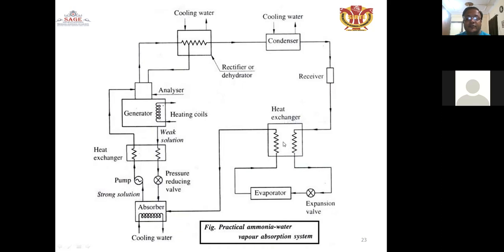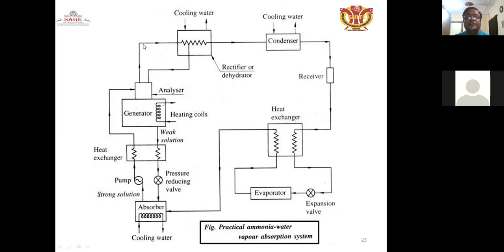A heat exchanger is also used as an addition to the vapor absorption refrigeration cycle. This is called a practical ammonia water vapor absorption system, in which the circuit is completed as in the previous slide. But after the generator an analyzer will be used, whose function is to analyze, because in the rectifier some part of the refrigerant vapor is in an impure form; it is analyzed by the analyzer and reverted back to the generator.